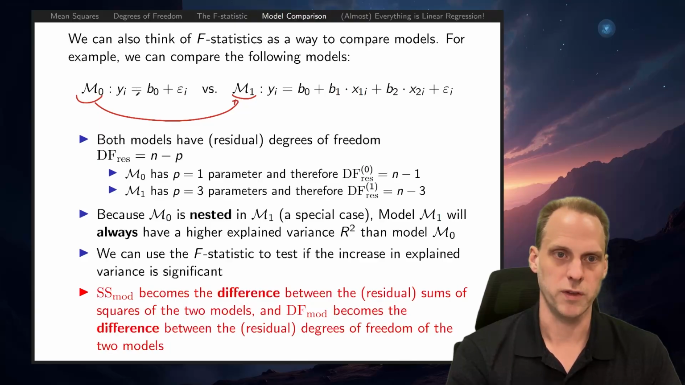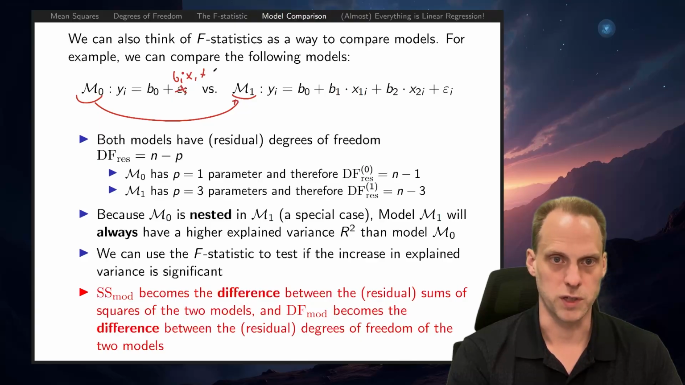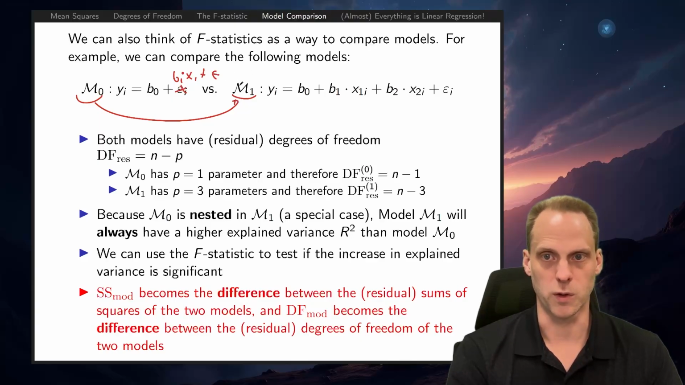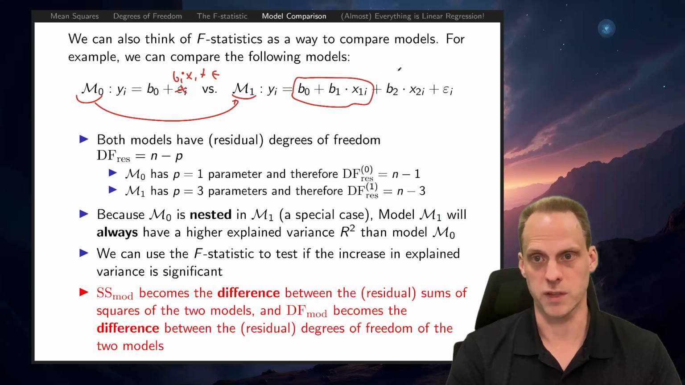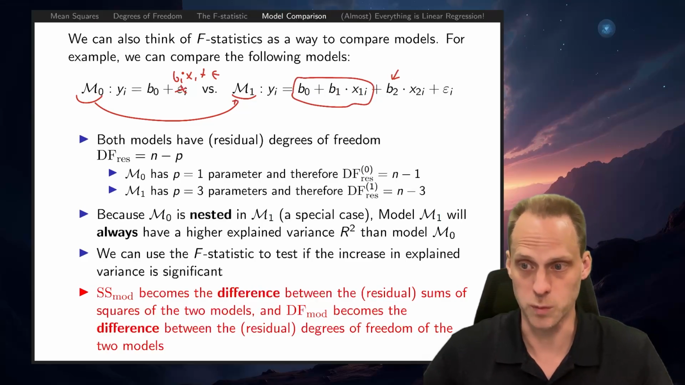We don't have to use this simple model. We could have another model where we say, okay, plus b1 times x1 plus error, and compare those models. Then we see that this is the same here, and we're actually using our f-test to test for this particular parameter, if that is explaining the variation more.